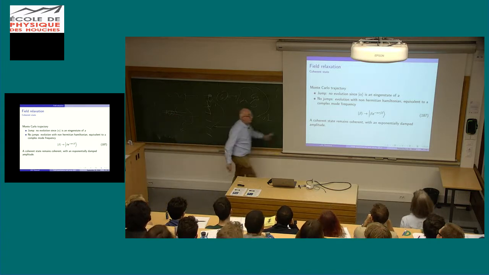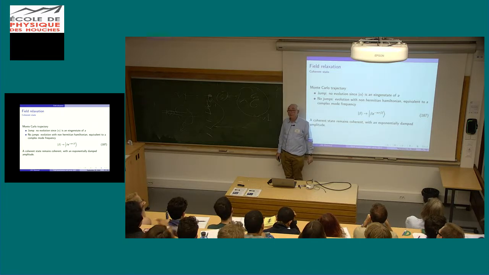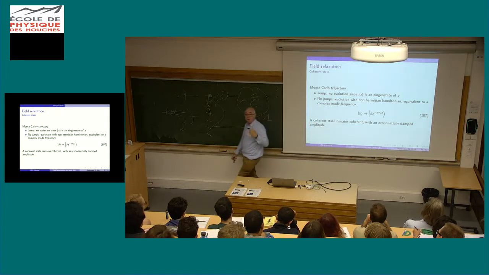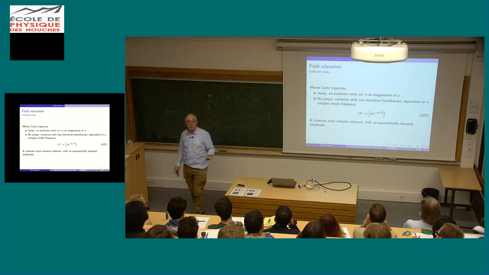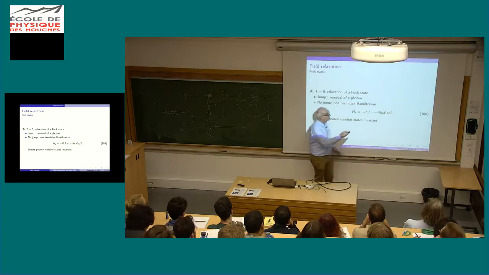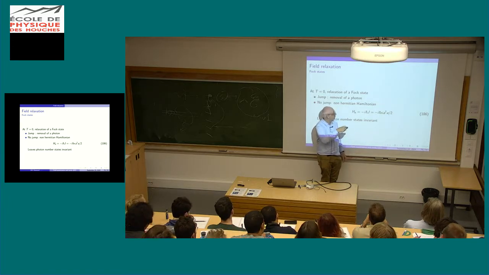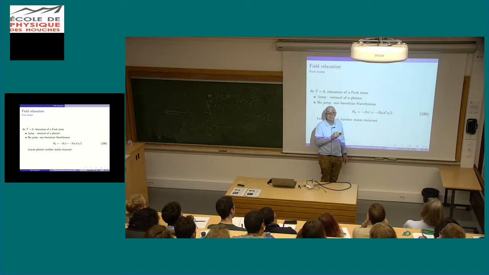So, when there is no jump, there is no evolution. If there is an evolution, it's only in between jumps. And what occurs in between jumps? This non-Hermitian Hamiltonian. I also have the rotation at frequency omega, but forget about it. This non-Hermitian Hamiltonian puts an imaginary part in the mode frequency.